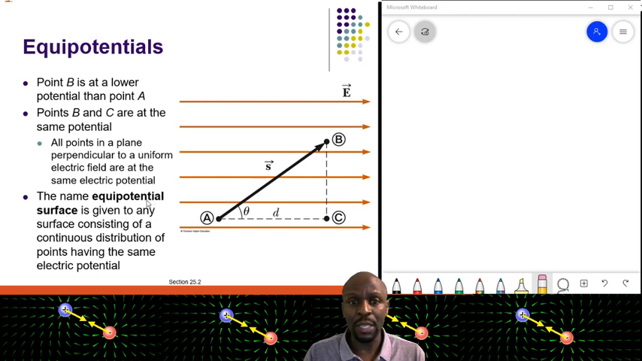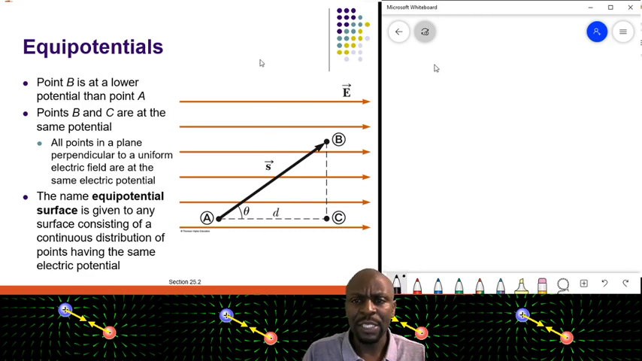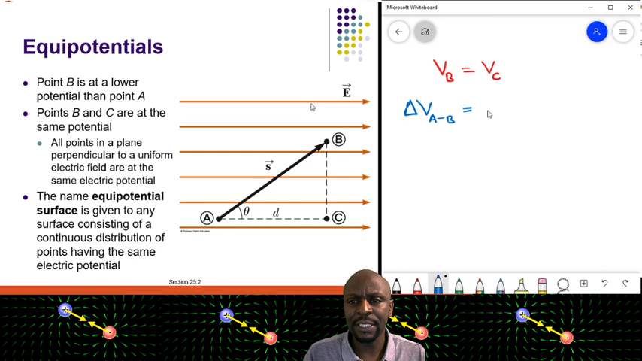Now, the name equipotential surface is given to any surface consisting of a continuous distribution of points having the same electric potential. I just want us to prove that the potential at B is the same as the potential at C. How can we do that? The only way is to prove that the change in V from A to B is the same as the change in potential from A to C. Now, let us just start with this one.